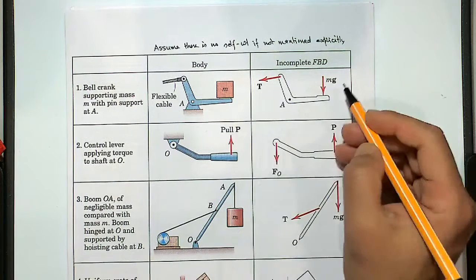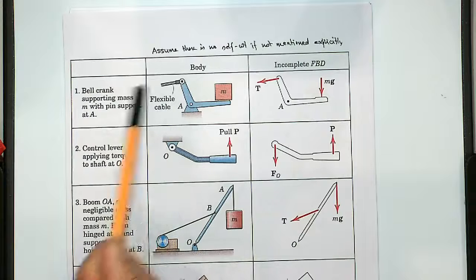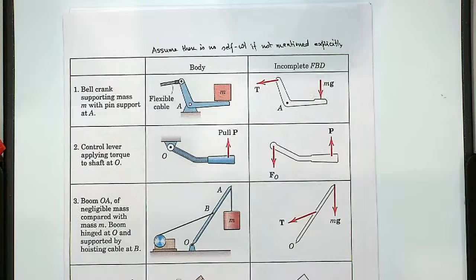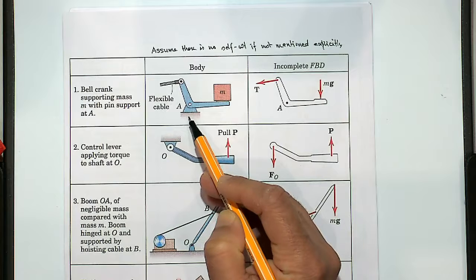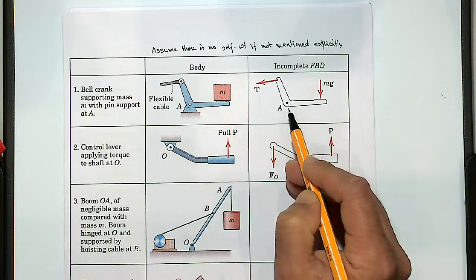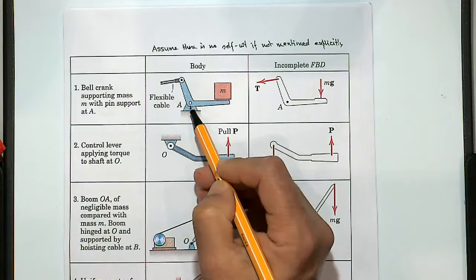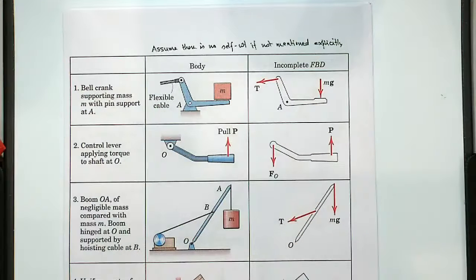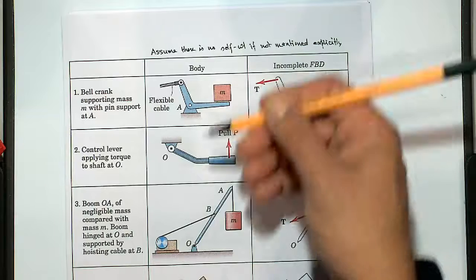The weight of this block is mass times g, mg, acting downwards, and this cable is shown by a tension force T. Now we have removed the support here, the pin support. What do you think I should replace it with as the force? If you think about it, this point is free to rotate, so there would be no resistance to rotation. So there would be no moment. But it will be providing a force resistance, a resistance to movement.